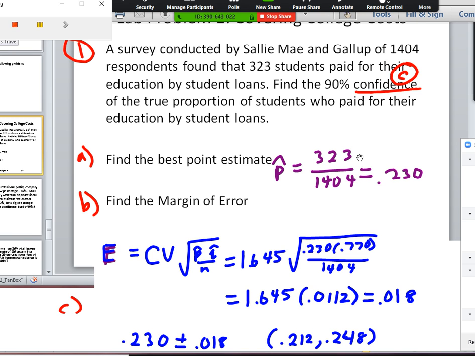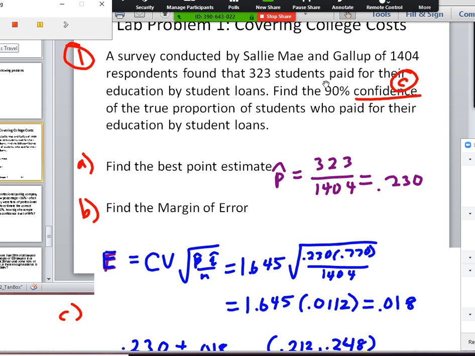I had 323 yeses out of 1,404, so I do 323 over 1,404 and I get 0.230. That's my best point estimate, p-hat. Remember, p-hat or x-bar is always your best point estimate. Find the margin of error.